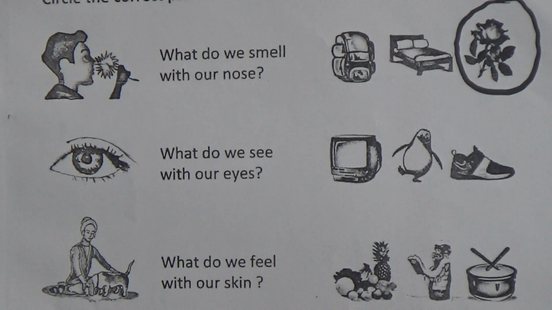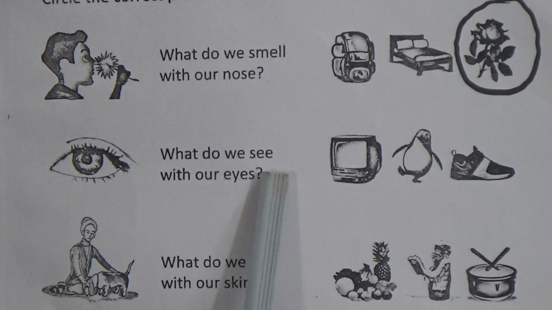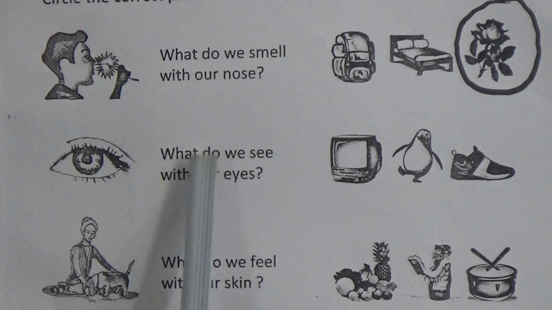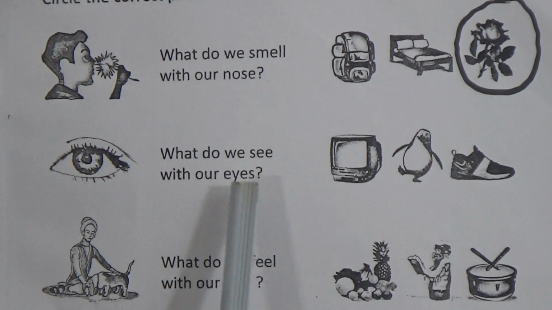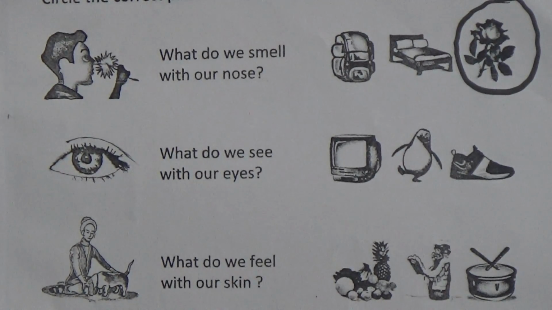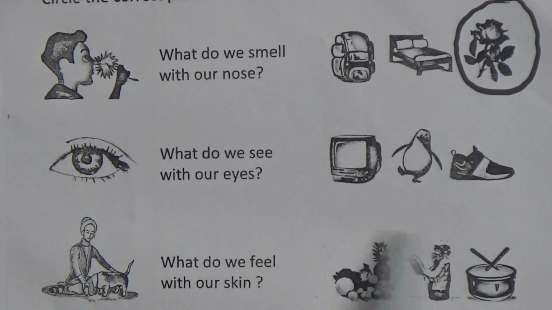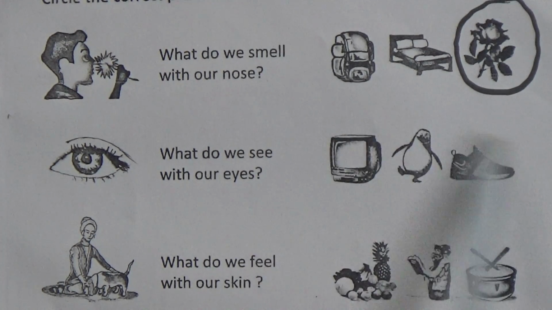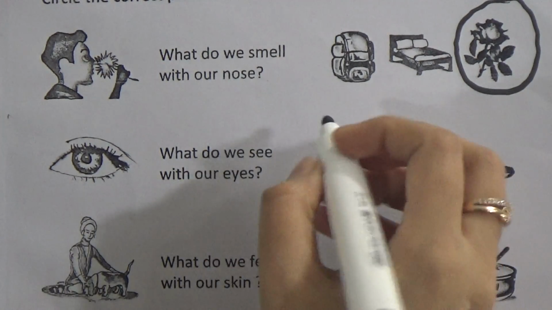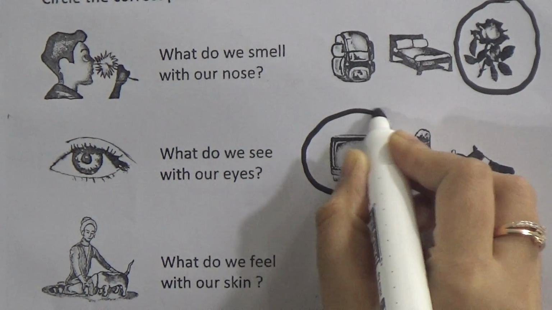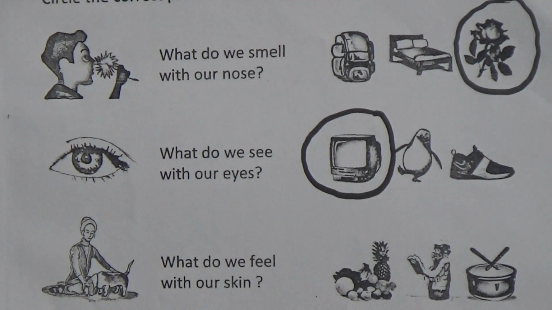And next one, what do we see with our eyes? We see things around us or any objects, but from these 3 pictures, this is the most relevant. This is television. We will circle this television. We watch television with our eyes.